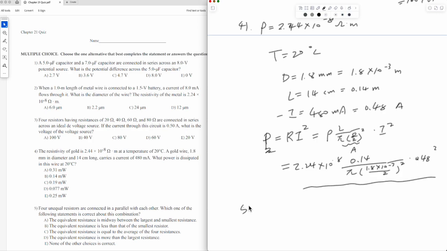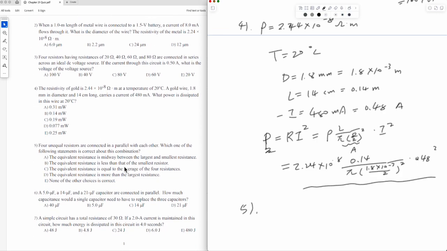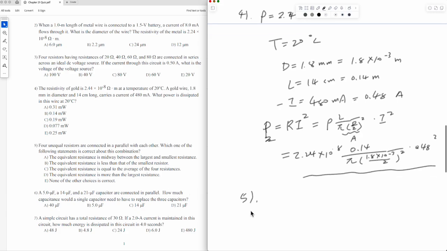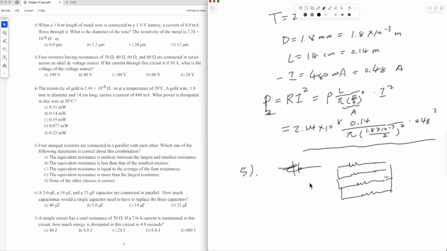Number 5. Four unequal resistors are connected in parallel. Four of them in parallel, like this. No, this is a capacitor. 1, 2, 3, 4, in parallel. Which of the following statements is correct about this combination?